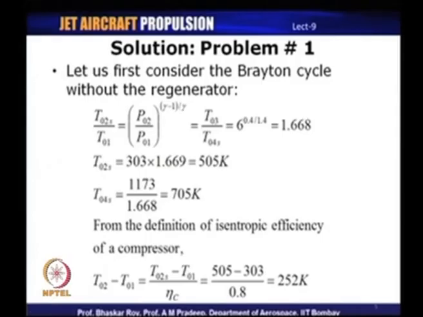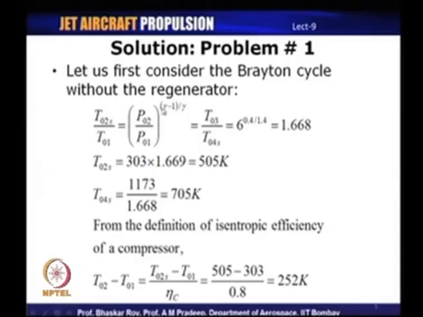So, stagnation temperature or static temperature ratios can be related to the corresponding stagnation pressure or static pressure ratios raised to gamma minus 1 by gamma. This follows from isentropic relations. This is also equal to T03 by T04 S, and what is that equal to? This is equal to the cycle pressure ratio raised to gamma minus 1 by gamma.